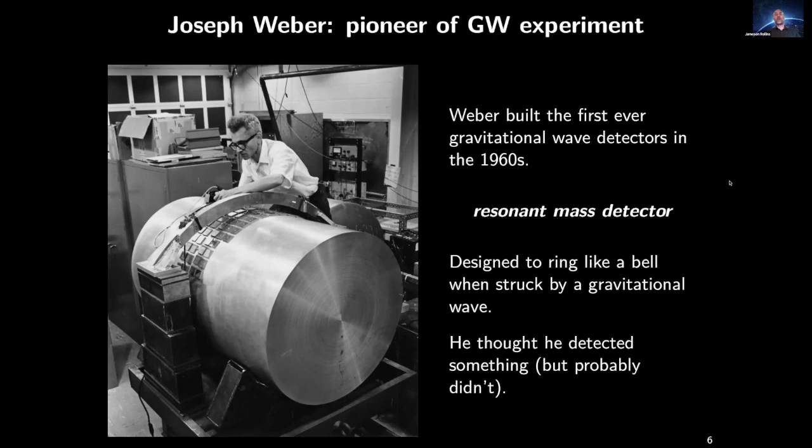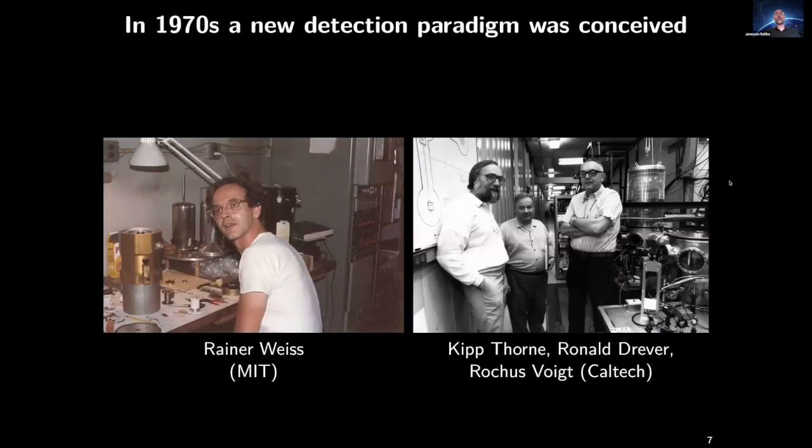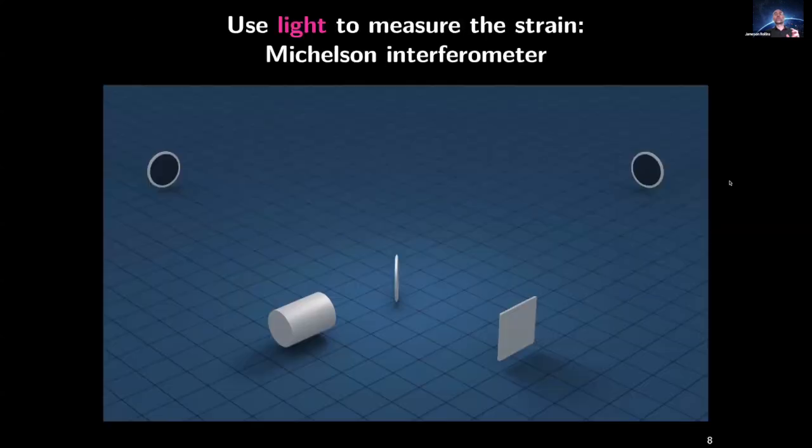There was a bit of a dark ages in gravitational wave research after Weber did his work in the 60s. But then starting in the 70s, we had two groups of people at Caltech and MIT that started to get interested in potentially looking for gravitational waves with interferometers, which is what we'll get to now.